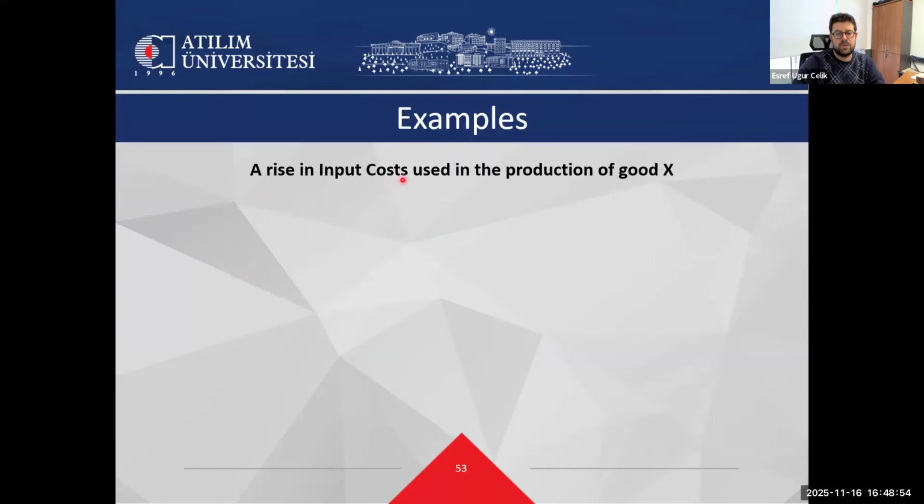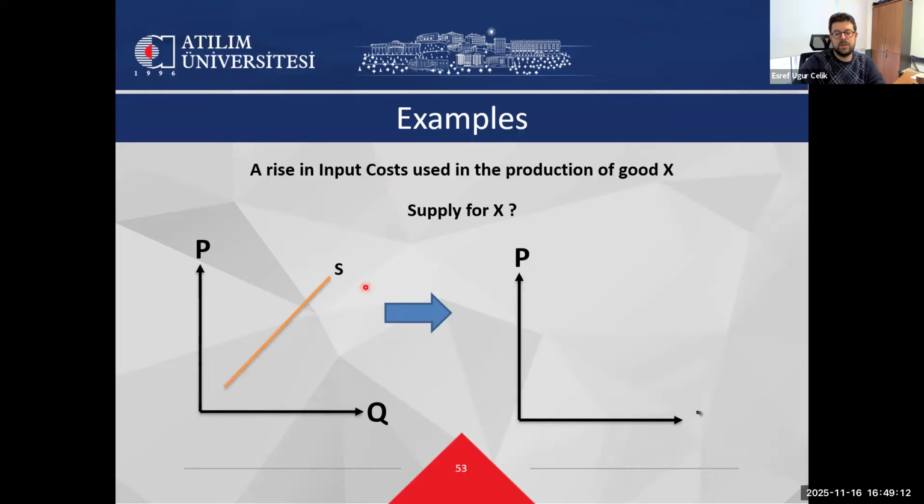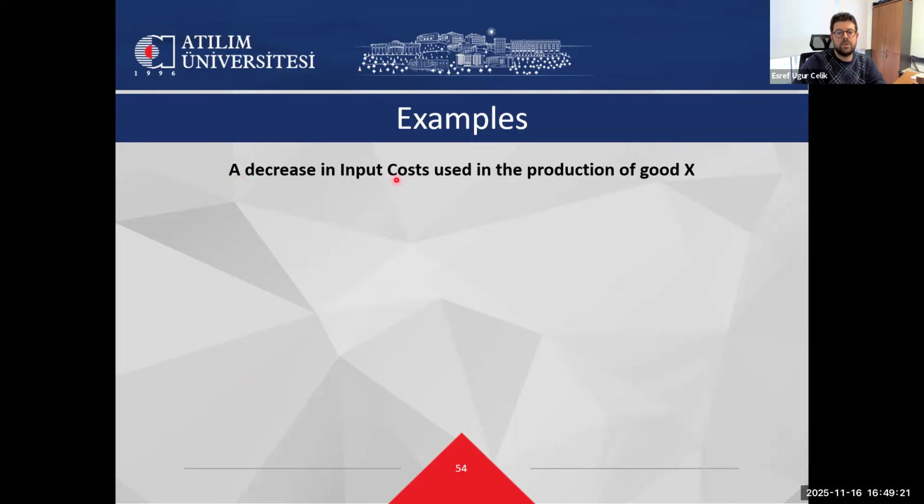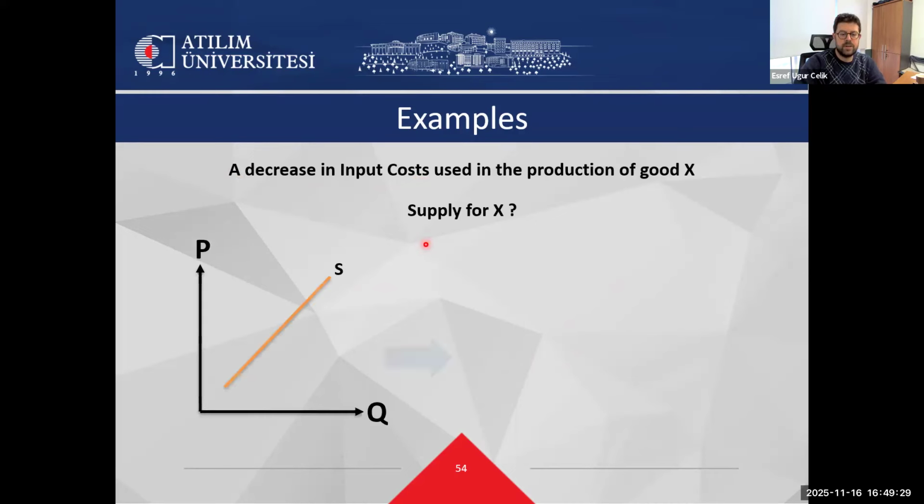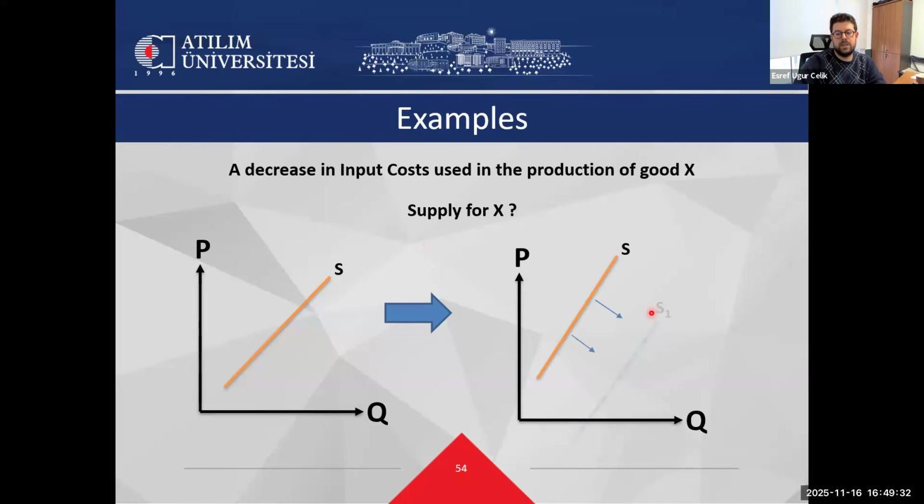Okay, let's look at that part. A rise in input costs used in the production of eggs. Input cost increase means more cost. That's why we can produce less, which means the supply curve is shifting to the left. This is the supply curve, shifting to the left, meaning less production. A decrease in input cost means we are able to produce more, so the supply curve is shifting to the right. We can produce more.